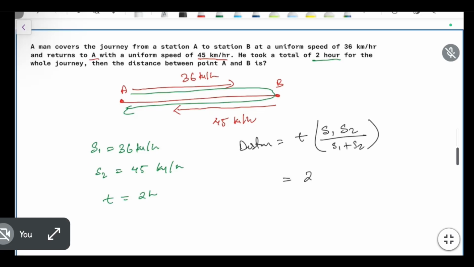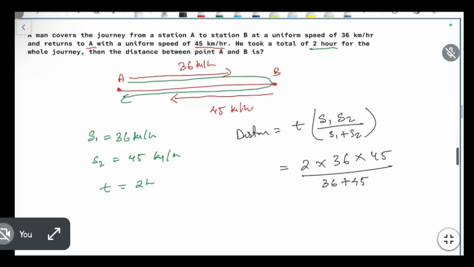So this time taken is 2 hours, and speed 1 is 36, and speed 2 is 45, divided by speed 1 plus speed 2. Speed 1 is 36 plus speed 2 is 45. If we sum these two, I'll just keep the numerator as it is into 45. 6 plus 5 is 11, 1 in hand. 3 plus 4 is 7, 8. That means 81. So it can be divisible by 9, I guess.